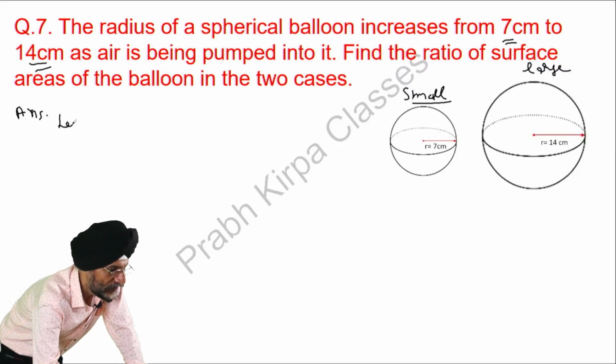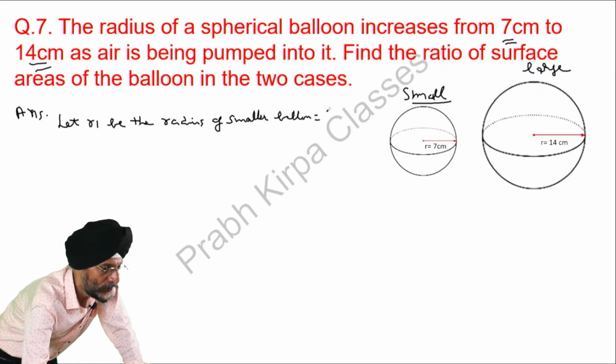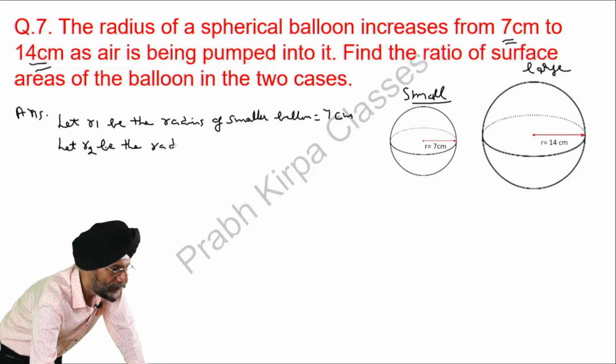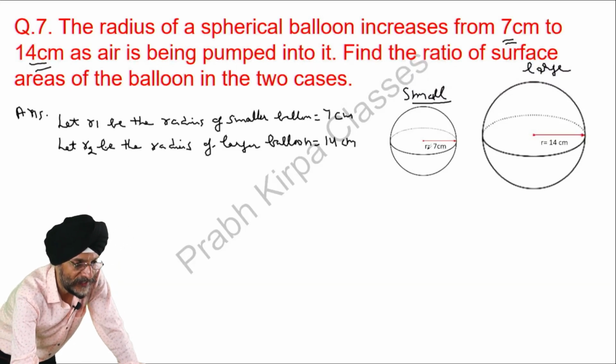So let R1 be the radius of smaller balloon, this balloon, is equal to 7 centimeter. Now let R2 be the radius of larger balloon, this one. What we have assumed is that we have taken the radius in the first case as R1 and in the second case we have taken it as R2.